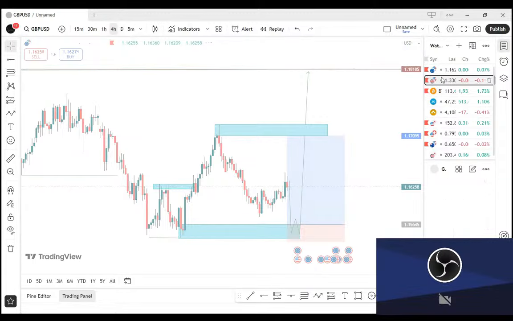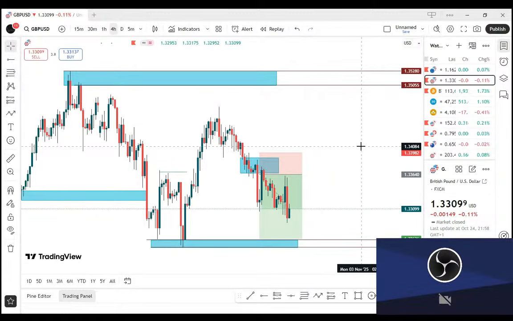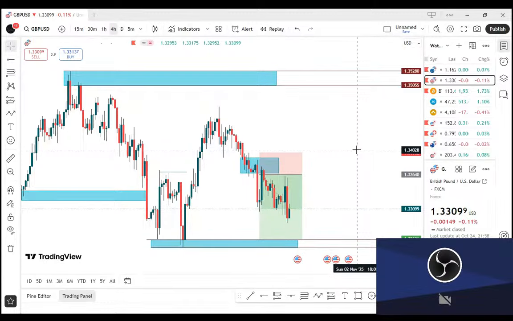Then this is GBP USD. This is the GBP USD I took last week, so I'm still holding this trade.